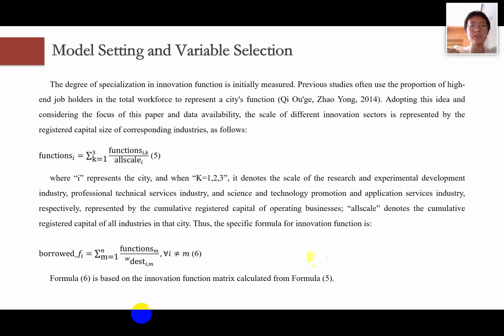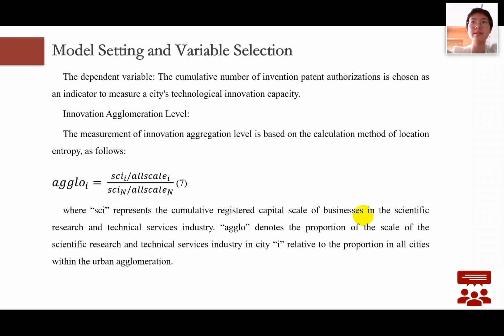This formula is based on the innovation function matrix. That is, we have chosen to use the cumulative number of innovation patent authorizations as an indicator to measure the city's technological innovative capacity, and also to measure the innovation aggregation level. We use this Formula 7. It is based on the calculation method of location entropy.